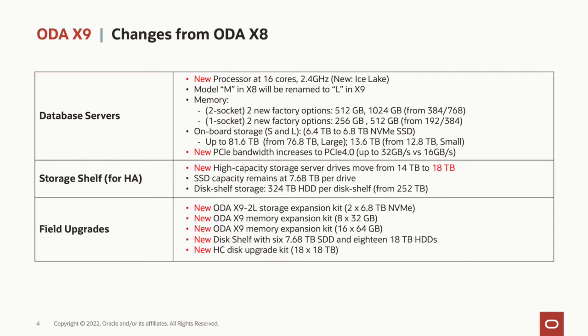On the disk shelf, the HDD, instead of 14 terabyte, is now 18 terabyte. And then at the bottom here on field upgrades, these are just some memory options, but I want to highlight that if you get a customer that wants a large memory configuration, we sell the 16 by 64 gigabyte. A customer can configure a server to have 2 terabyte memory.